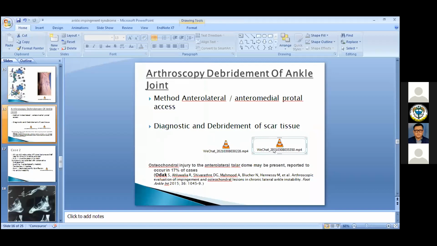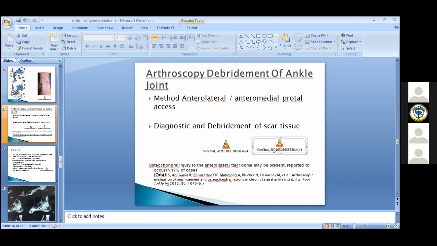For her scenario, this is a view from the anterior lateral portal, and we can see the scar tissue and synovitis covering the whole visualization of the ankle joint. After taking some time, we did the debridement, and this is how it looks from the outside. This is the anterior medial portal, and sorry, I was unable to take the anterior lateral portal from the lateral side, but roughly we have it. So this is the debridement.